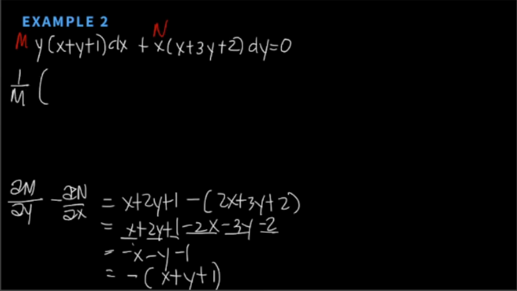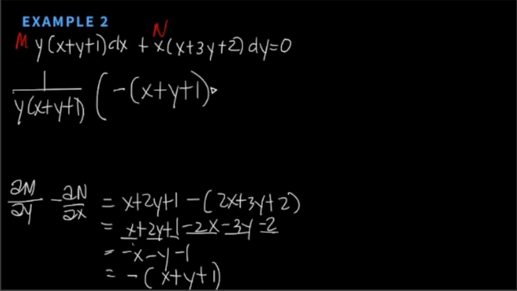times dM over dy minus dN over dx, which is this one, minus, substitute na natin yung M natin. So, may siyang 1 over y times x plus y plus 1 times dM over dy minus dN over dx, negative, so ito yan, x plus y plus 1. So, yan. Pwede natin dito makancel yung x plus y plus 1. So, therefore, ang tira na lang dito, ang sagot dito would be equal to negative 1 over y. So, yan. Nakuha na natin yung sagot dyan.